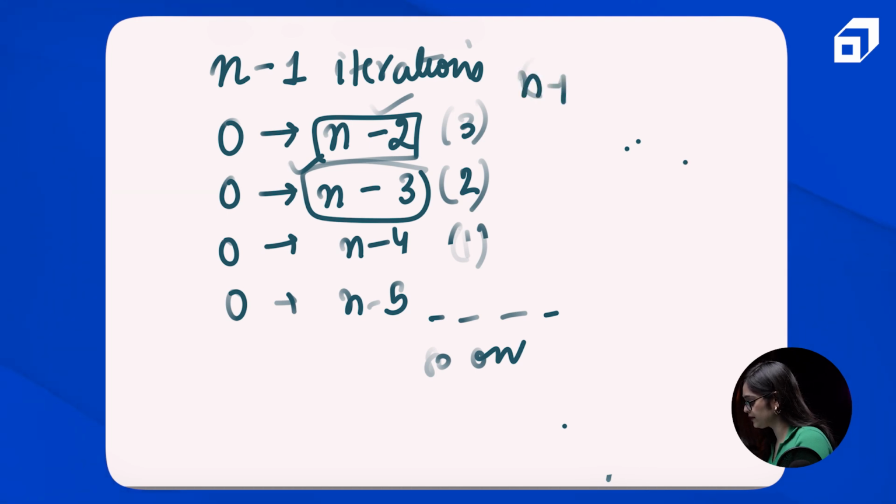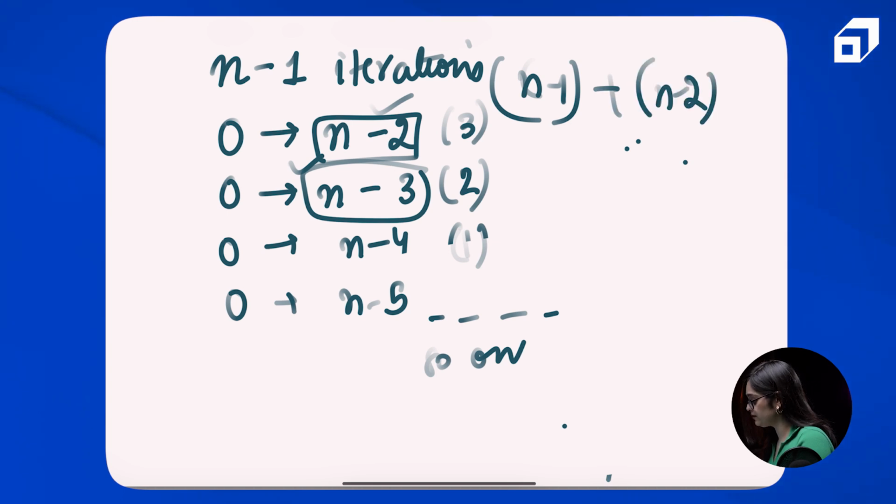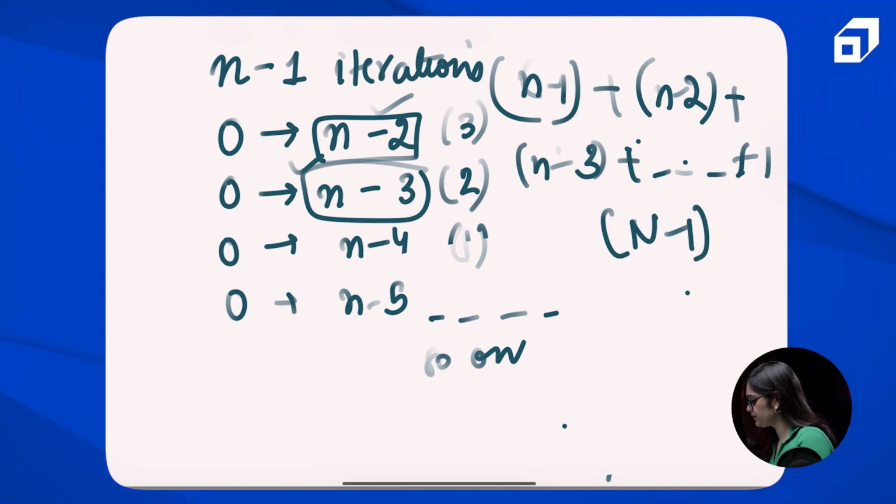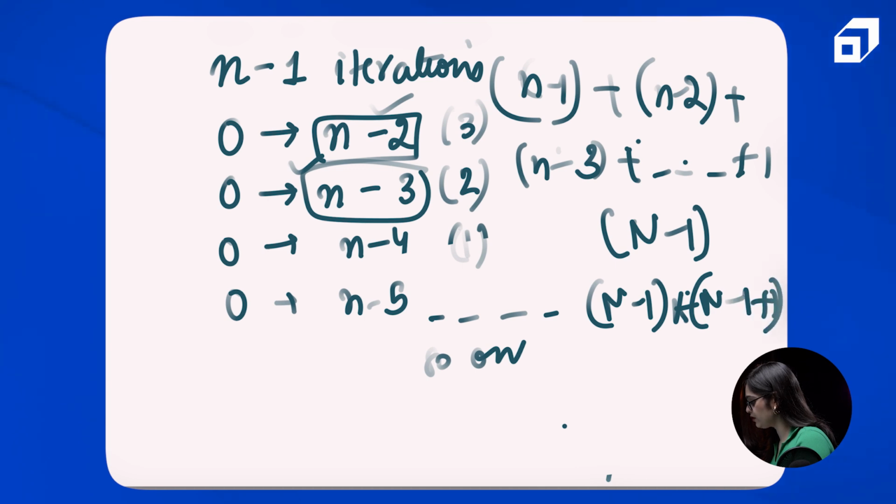We are going n minus 1 times on the first iteration, n minus 2 times in the second iteration, n minus 3, till the point it comes to 1. So it's essentially the sum of the first n minus 1 natural numbers. And for the sum of n minus 1 natural numbers, the formula would be n minus 1 into n minus 1 plus 1 upon 2, which boils down to n into n minus 1 upon 2.